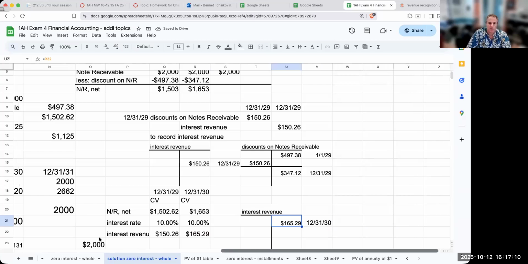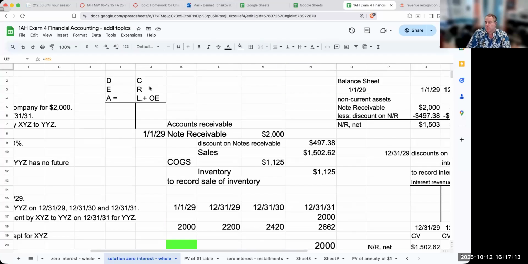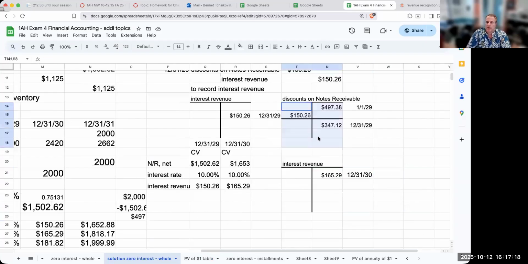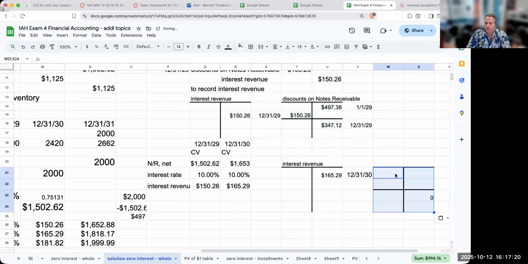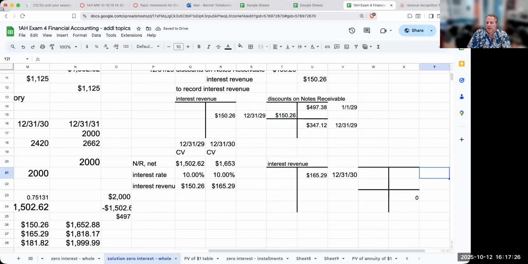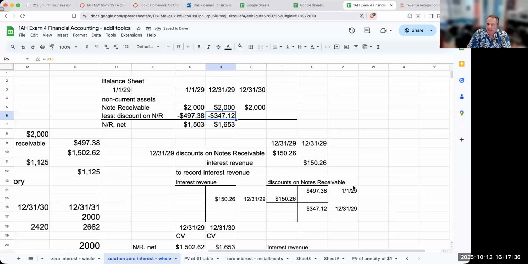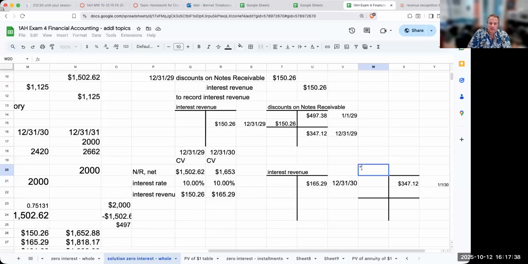How do I recognize revenue? ERDC, right? I'm going to recognize that revenue with a credit. At the same time, I'm going to be looking at my discount on notes receivable. When I look at it, this had a beginning balance on 1/1/30 of 347.12. But what happened here, right? Remember, this is my opening balance. Why is this a credit for my discount on notes receivable? It is like a contra asset account. It's reducing the carrying value of my notes receivable.